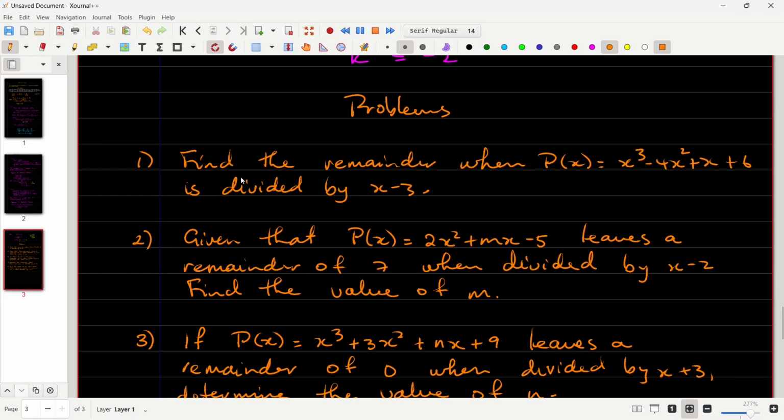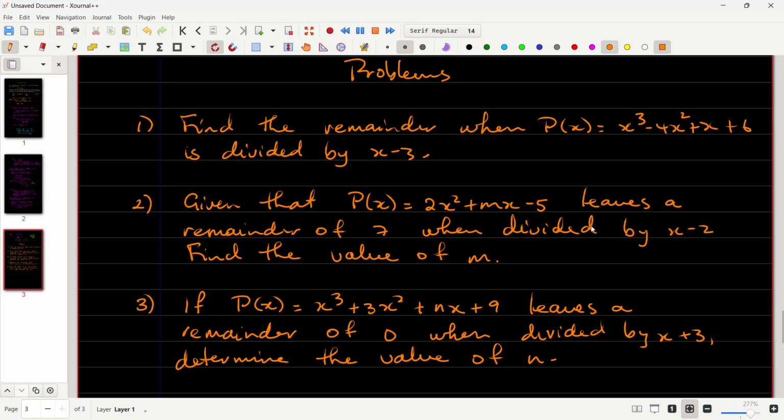So this here is very much similar to example number 1. So just follow example number 1 and you'll be able to solve this. Part 2, again, it's very much similar to example number 2 in this case, and you just have to follow the format and solve it.